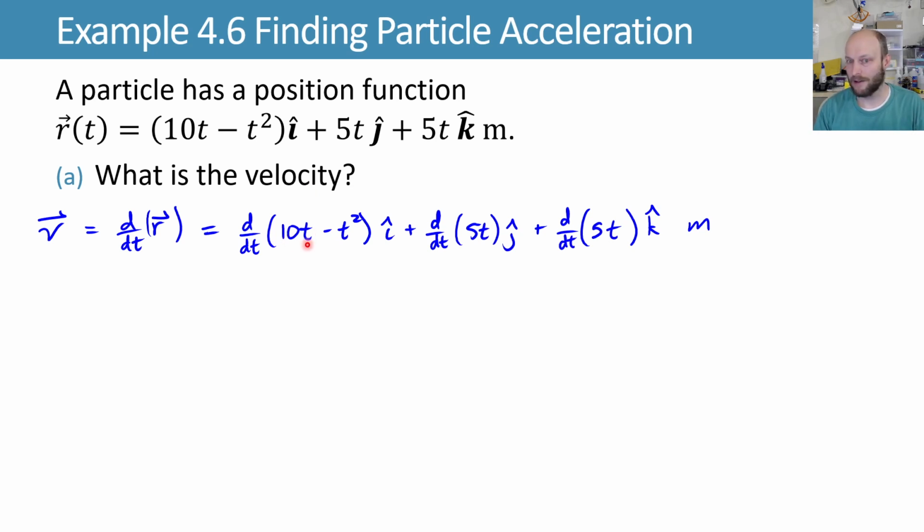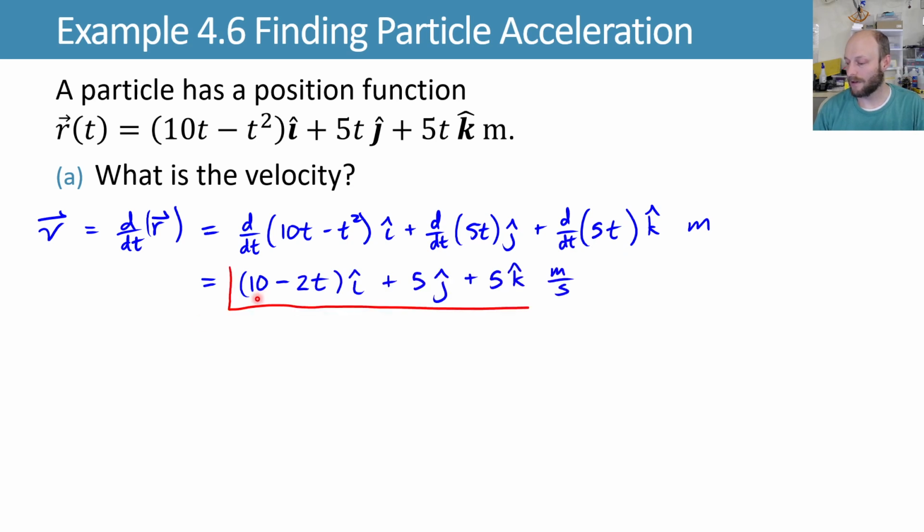This 10t would become 10 minus 2t. So 10t becomes 10. The minus t squared, you multiply by the 2, and subtract 1, and it becomes minus 2t. This one here, 5t, would become 5, and this 5t would become 5. And so writing that out, you get the 10 minus 2t in the i hat, plus 5 in the j hat, plus 5 in the k hat, with units of meters per second.